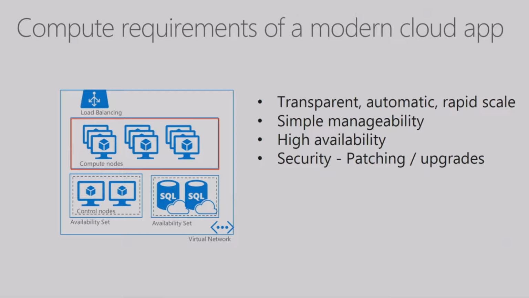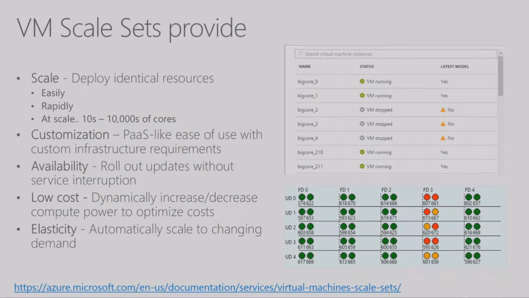Similarly, it needs to be highly available. If a rack in the data center catches fire, do you lose all your compute VMs, or are they spread out evenly across fault domains? Security, patching, upgrade. So everything has a life cycle. At some point, no matter how you manage your applications, you're going to need to upgrade your VMs. You're going to need to apply patches. So that needs to be thought about as well. So these are the main requirements that we looked at when we built scale sets.